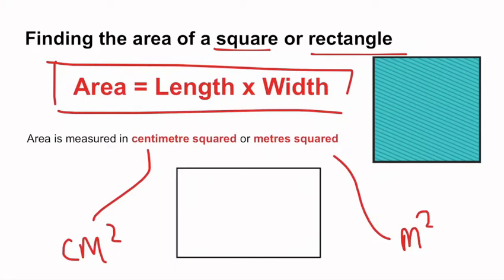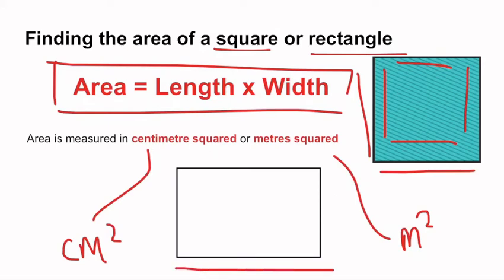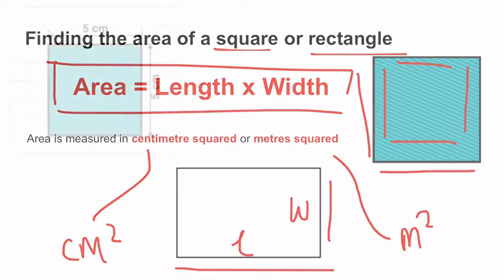Now when we're trying to find the area of these shapes, the first step is to distinguish what is the length and width. It's important to note that for a square the length and width are exactly the same length, because all the sides are the same, we don't actually need to distinguish between the two. But for a rectangle we do. Usually we call the longest side of the rectangle the length and the shorter side the width.